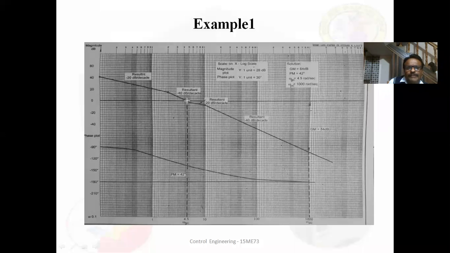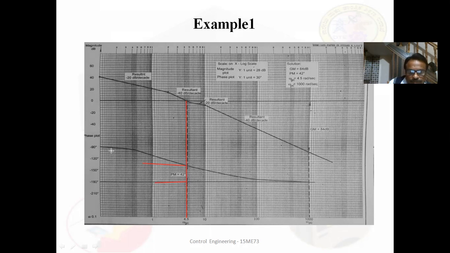Take the resultant magnitude where it crosses the 0 dB line. Here it crosses the 0 dB line. Draw a vertical line downwards. The distance measured between the minus 180 degree line and the resultant phase plot at this point is called the phase margin. If you count this, the value is 42 degree. The sign convention is positive phase margin.